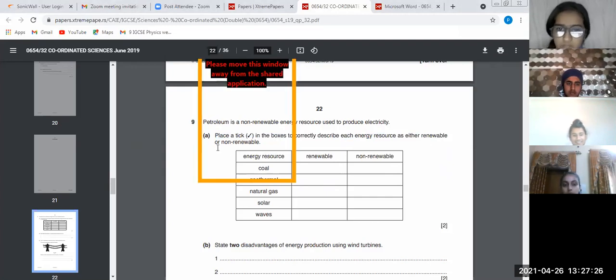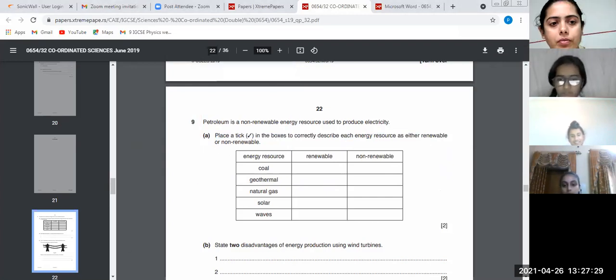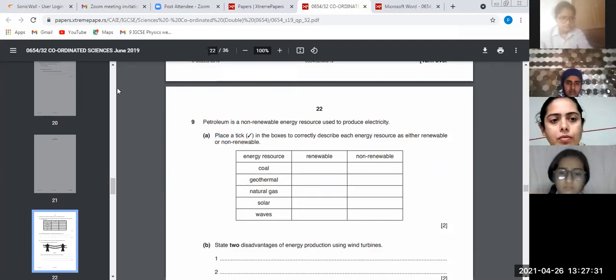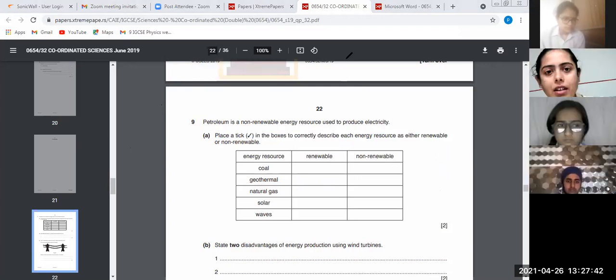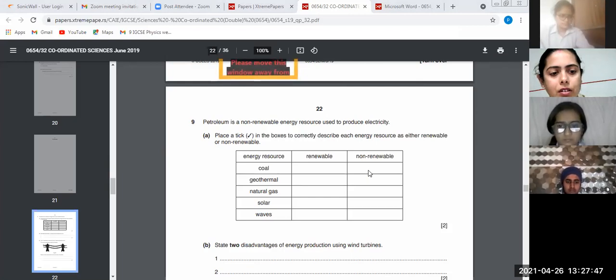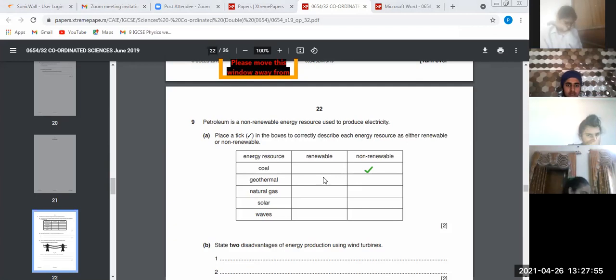Vardha, unmute. Vardha, you can unmute yourself. Ma'am, non-renewable. Everyone, are you okay with the answer? Okay, so this is non-renewable. Next is geothermal. हाँ जी, Jasmine, geothermal. Ma'am, renewable. Very good.